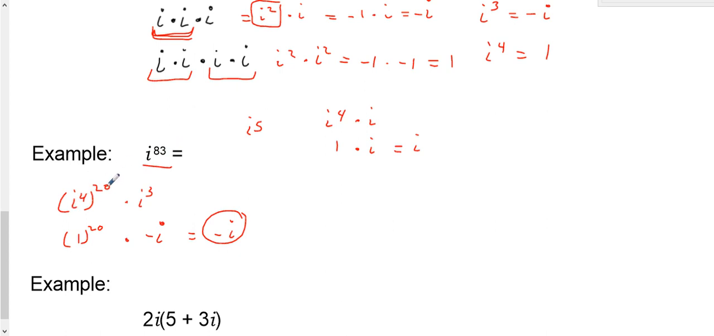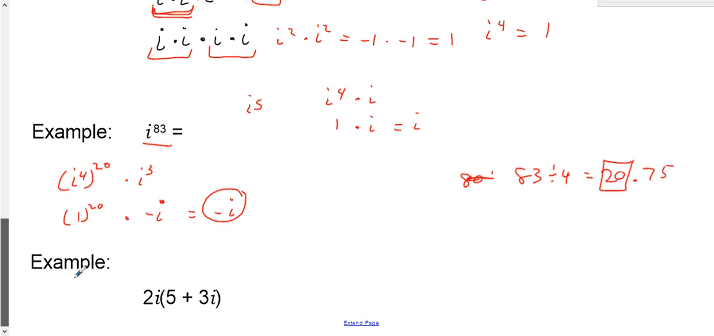So 4 goes into 83 20 times. And you can do that by going 83 divided by 4. That will give you 20.75. So if I look at the whole number value, I know that 4 goes into 83 20 times with 3 left over. And I know that i to the 3rd is -i. So 1 times -i gets me -i.